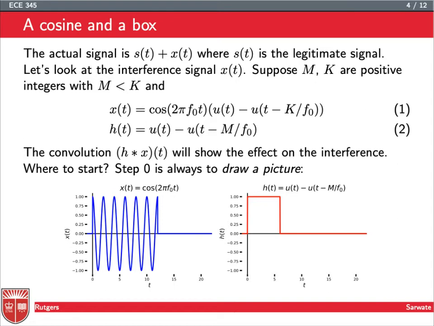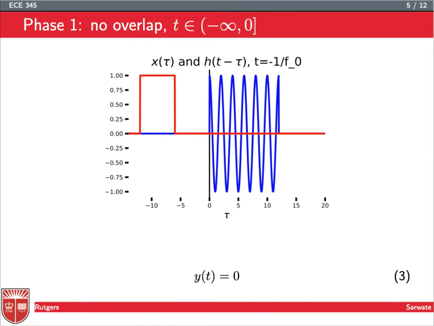So of course the first step on any problem is to draw a picture. Here's a picture of our cosine. Here's a picture of our box. That's our filter that we're going to apply to this cosine. So let's look at phase 1. There's no overlap, and the output signal is 0. For the box, remember this point here is t, and this is t minus m over f0. It's important to remember that, and we're going to be sliding this box along.